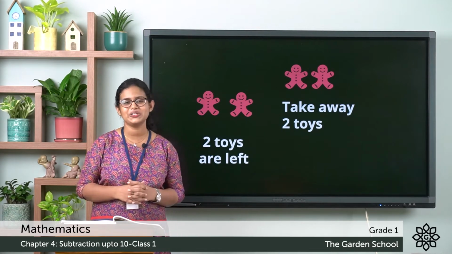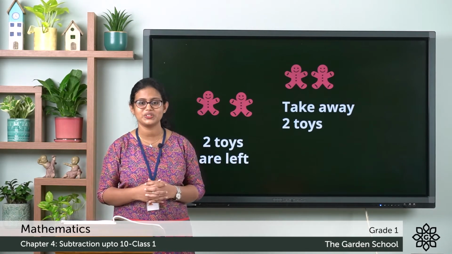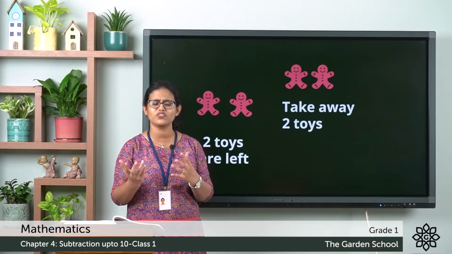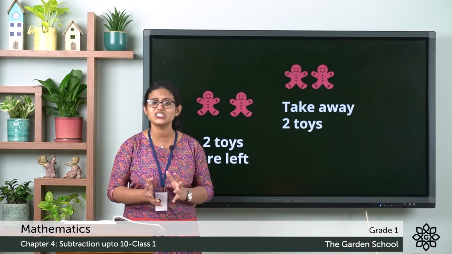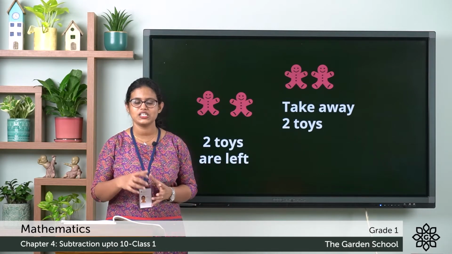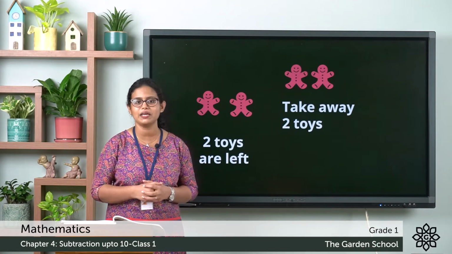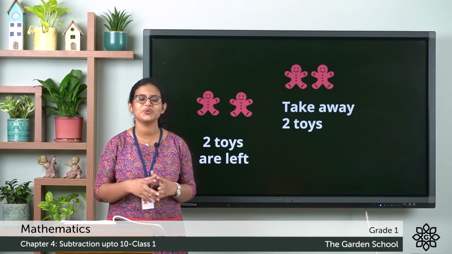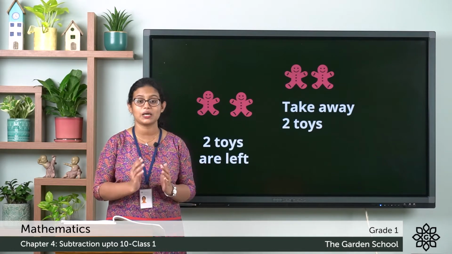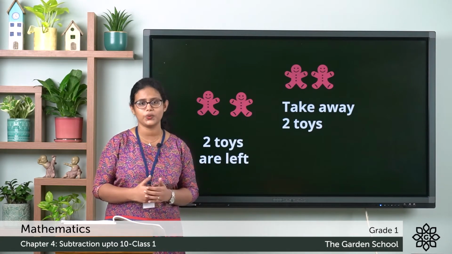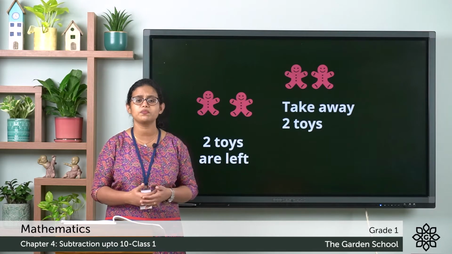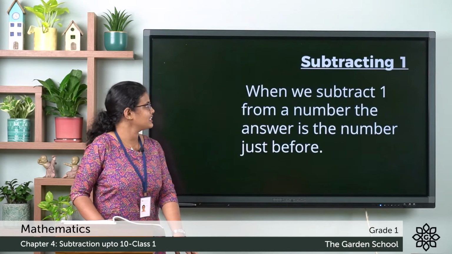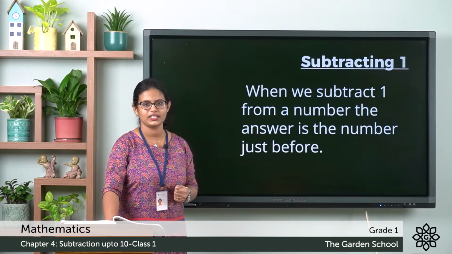So let me give you one more example. Just imagine you have 3 chocolates with you. Do you all like chocolates? Imagine your favorite chocolate. Okay, so from that 3 chocolates, your mother came and took away 1. So how many are left with you now? You have only 2. So subtraction means taking away. Subtraction is when something is taken away. Understood?